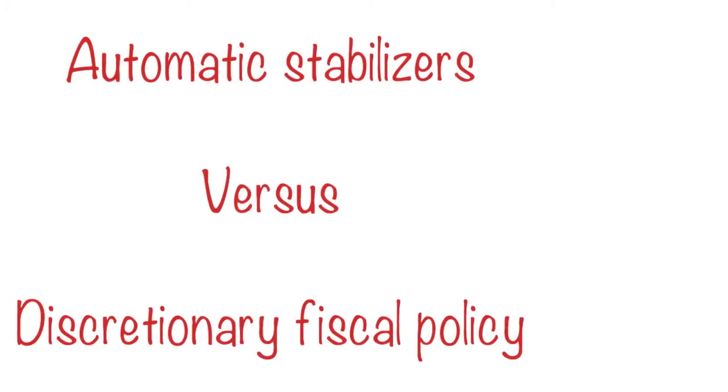Automatically, a government will go into a deficit situation in terms of a recession because it will spend more in the economy and take in less in tax with higher unemployment rates. So automatic stabilizers come into play.